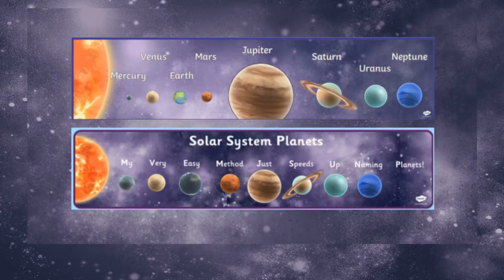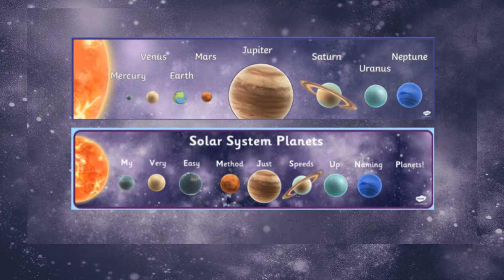So let's recap on the order of our planets. On the left, you can see the Sun. And although our planets are never really in a straight line, like in these posters, it is the best way of showing you the order in which the planets are and how far away from the Sun they are.